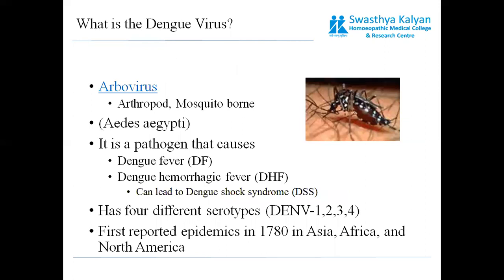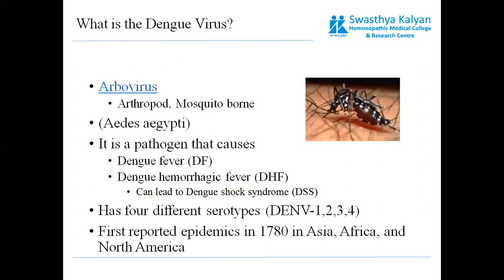This virus is also termed an arbovirus because it is an arthropod-borne disease, where it is transmitted to humans through a mosquito known as Aedes aegypti. It is known to cause dengue fever with or without hemorrhage, and it can also lead to a shock syndrome, which is known as dengue shock syndrome.